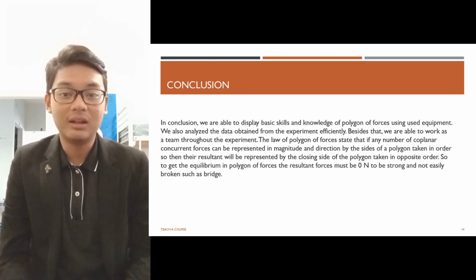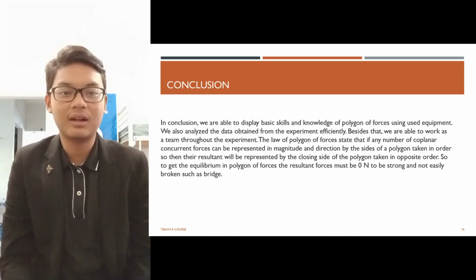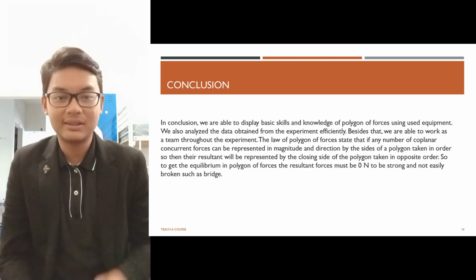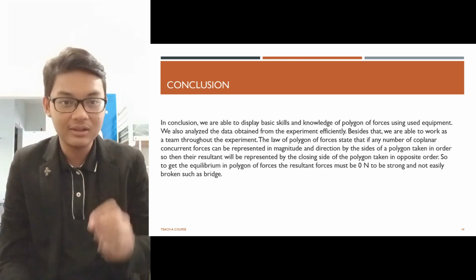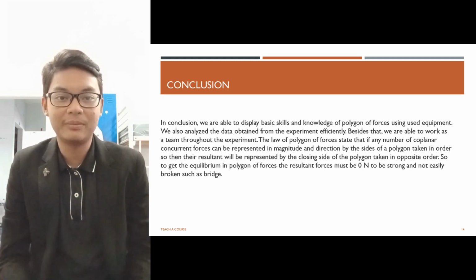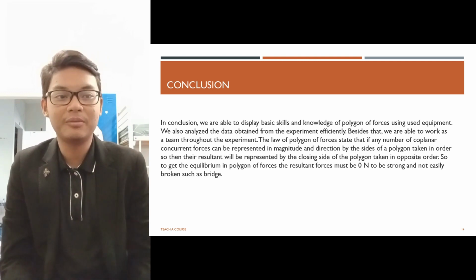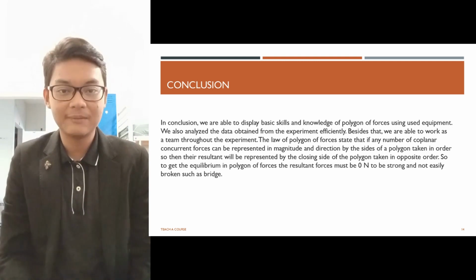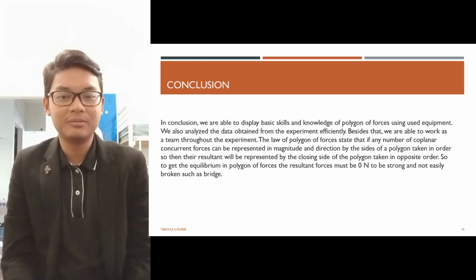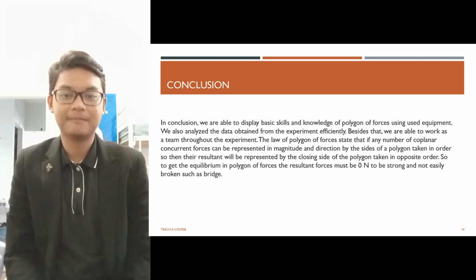The law of polygon of forces states that any number of coplanar concurrent forces can be represented in magnitude and direction by the sides of a polygon taken in order, so their resultant will be represented by the closing side of the polygon taken in opposite order. Therefore, to achieve equilibrium in polygon of forces, the resultant force must be 0 in order for the system to be sturdy and cannot be easily broken, such as a bridge.